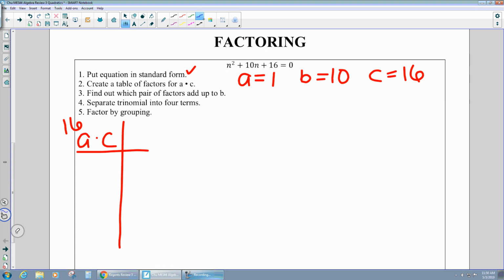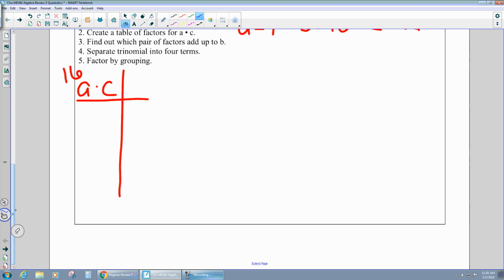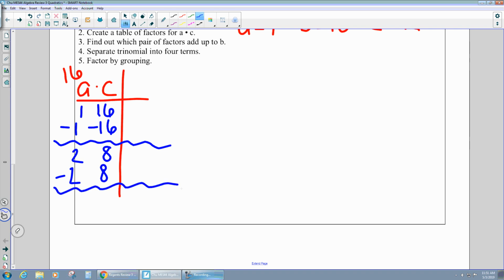Our b value in this case is, well, let's hold off on that. Let's just write our factors of 16. I have 1 and 16. And also, negative 1 and negative 16 also work. Okay, I also have 2 and 8. And I have negative 2 and negative 8. 3 doesn't go into 16, but I have 4 and 4. I also have negative 4 and negative 4.